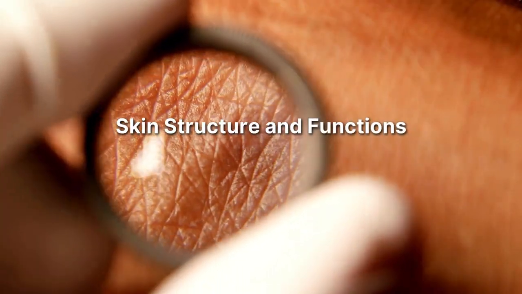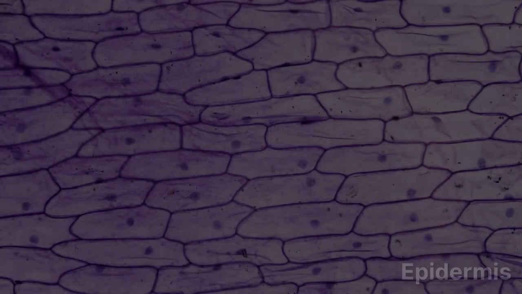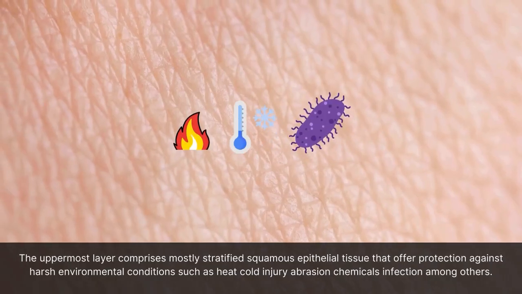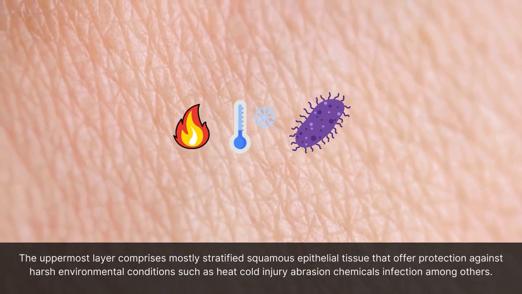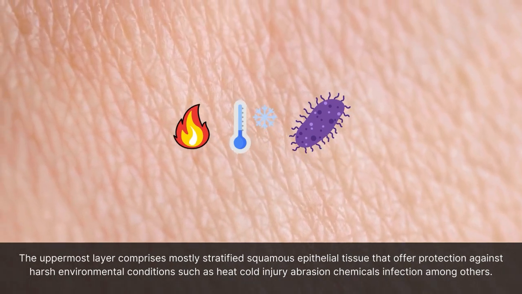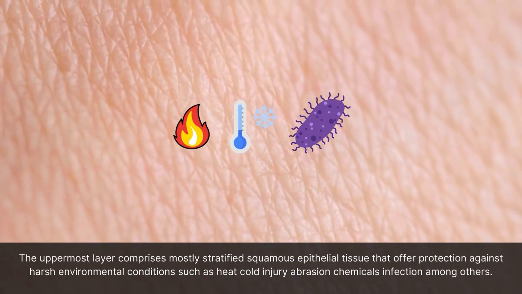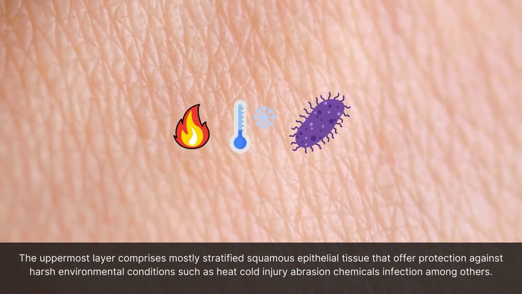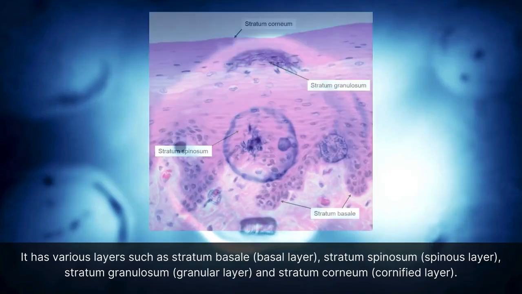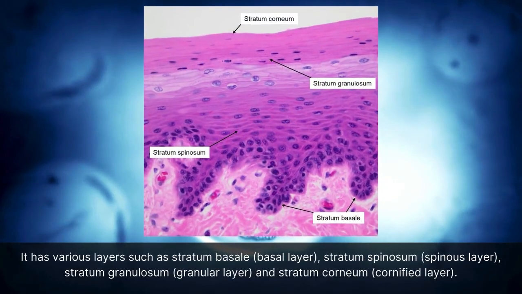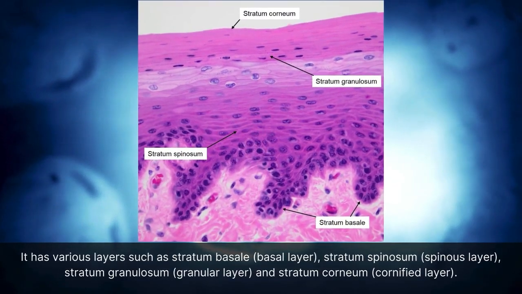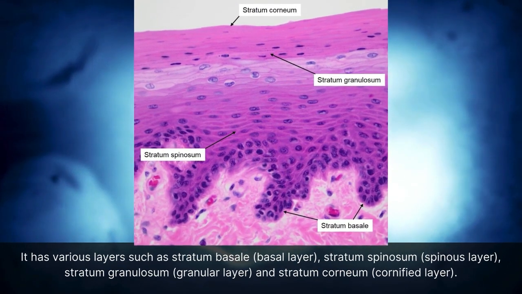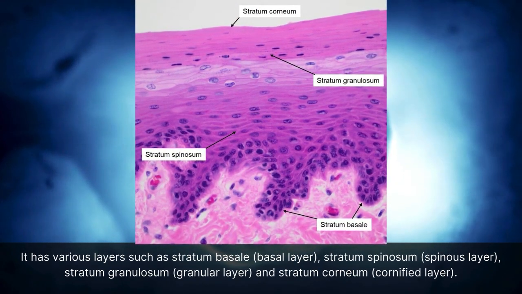Skin structures and functions. Epidermis, the outermost layer, comprises mostly stratified squamous epithelial tissue that offers protection against harsh environmental conditions such as heat, cold, injury, abrasions, chemical infections, etc. It has various layers such as stratum basale, stratum spinosum, stratum granulosum, and stratum corneum.